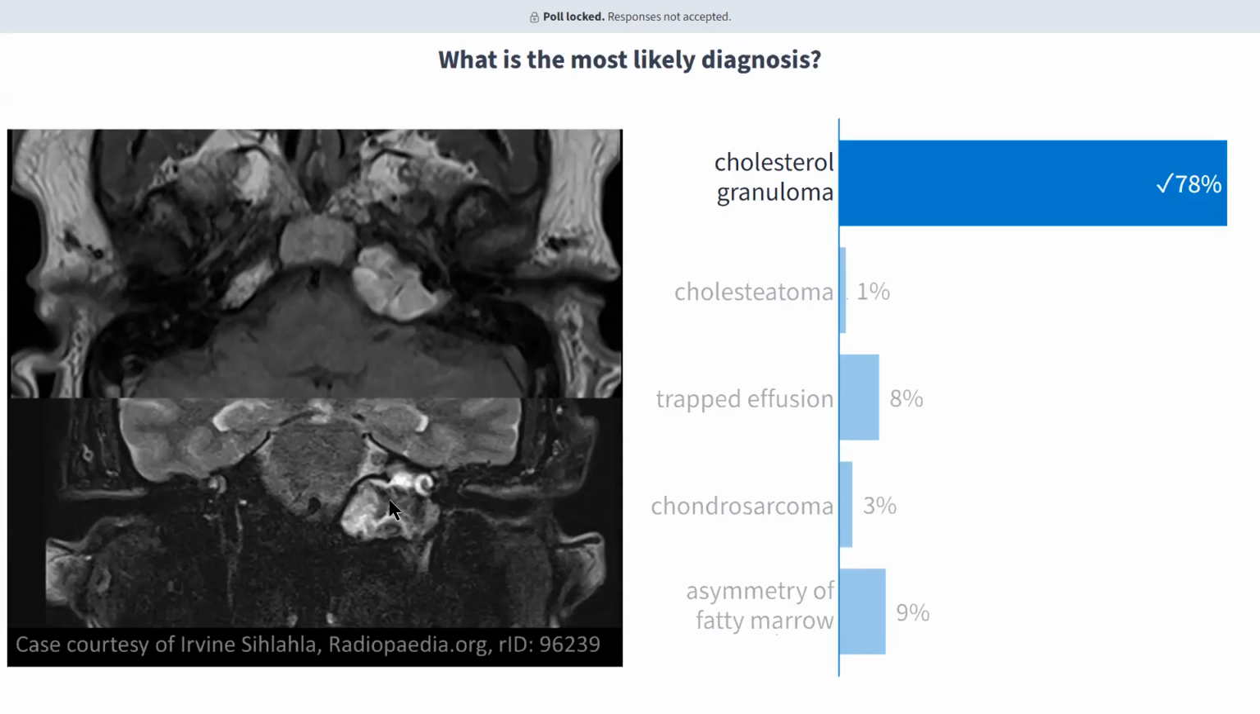The T2 coronal image here corroborates that. There are some areas of high signal intensity, some areas of low signal intensity, and that just reflects the heterogeneous composition of cholesterogranuloma, which is like a bloody cyst. The other options are not correct simply because of the signal characteristics here. Chondrosarcomas would occur at this site, but would not be intrinsically T1 hyperintense. Nor would cholesteatomas, and then fatty marrow would be T1 hyperintense, but not expansile like this.